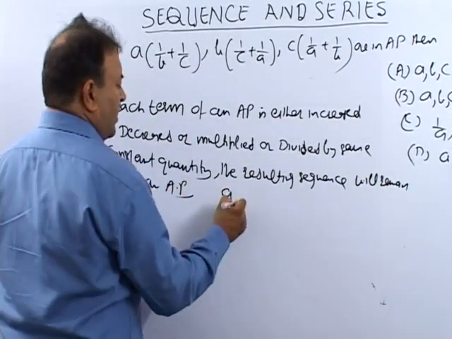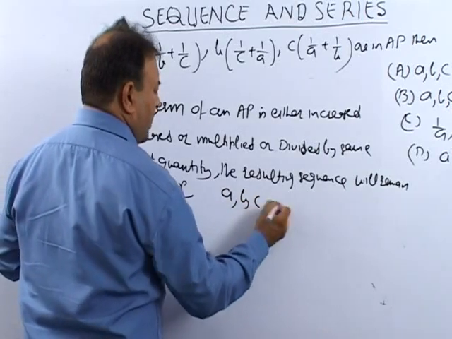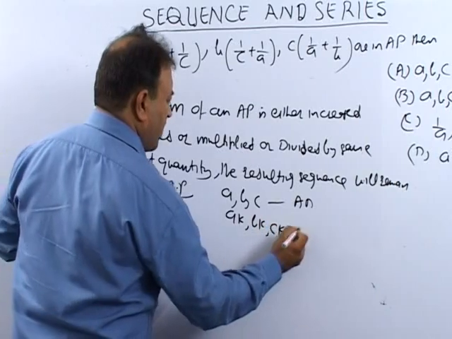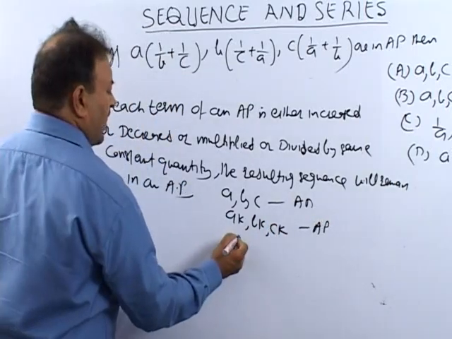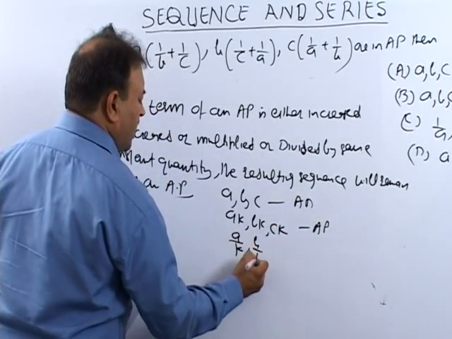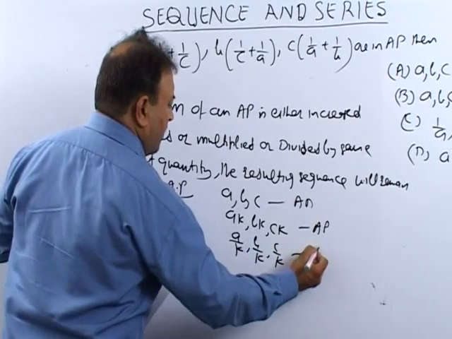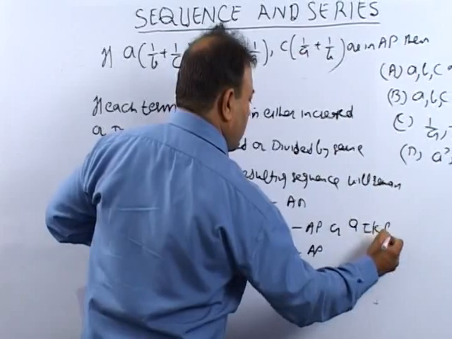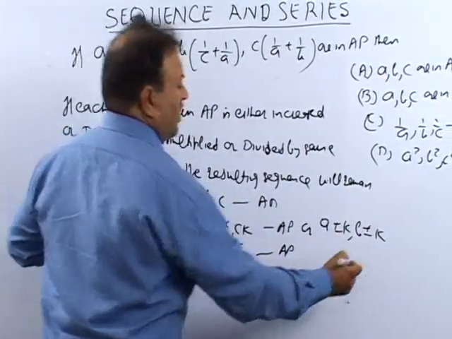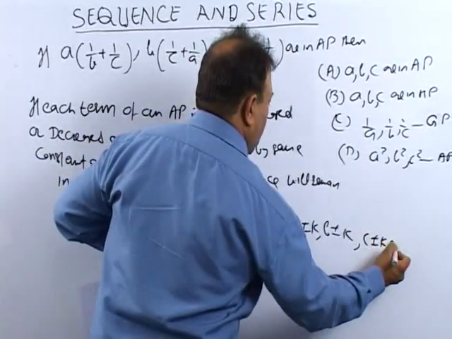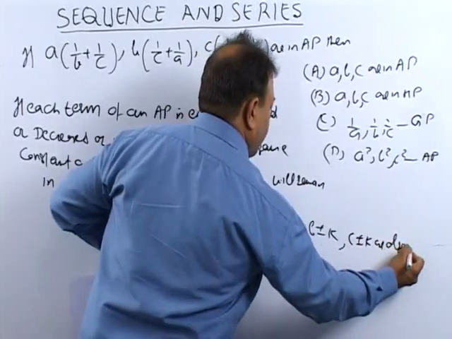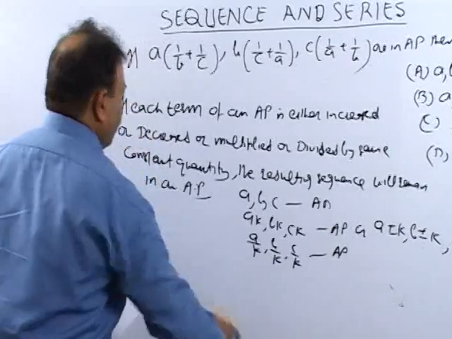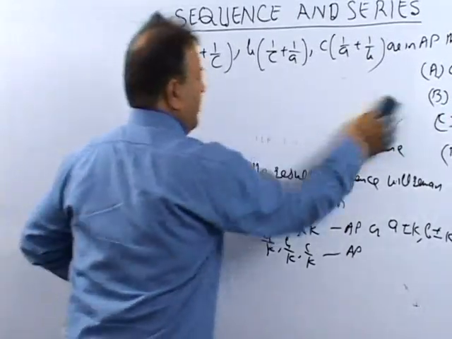I told you, if A, B, C are in AP, I can write AK, BK, CK are in AP, or A/K, B/K, C/K are in AP, or I can say A ± K, B ± K, C ± K are also in AP. Now the use of this property is here.